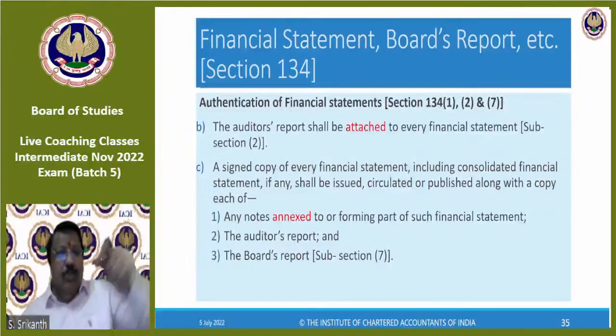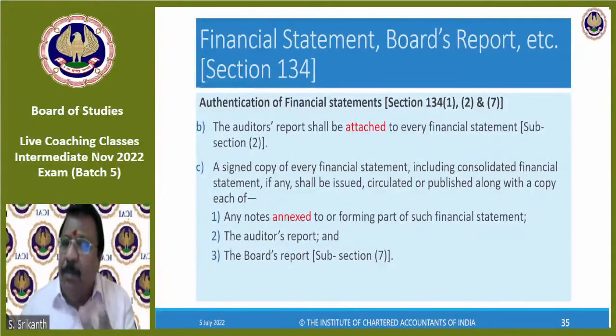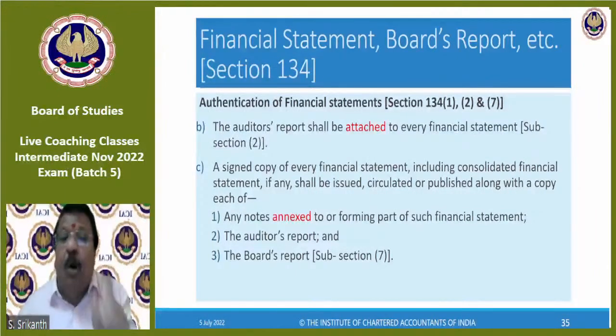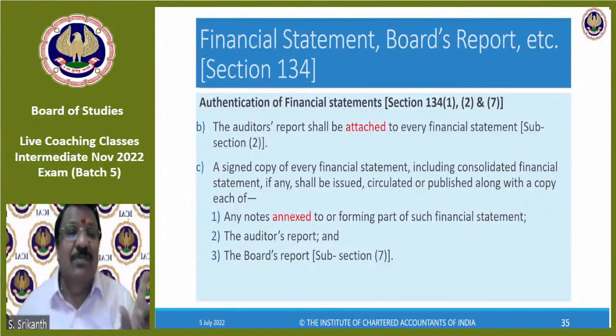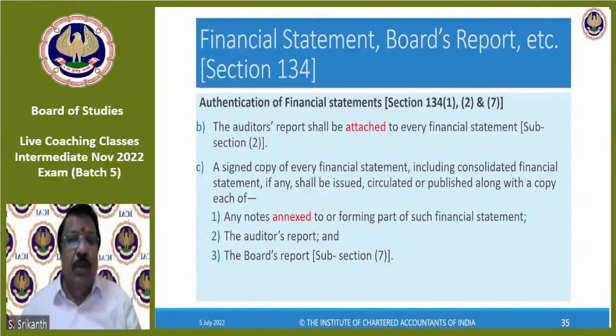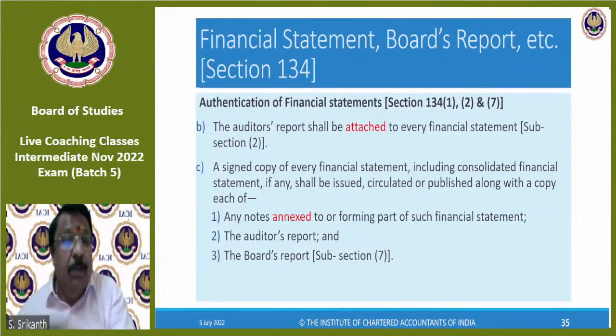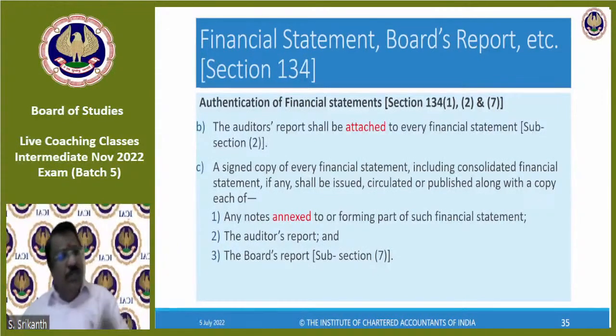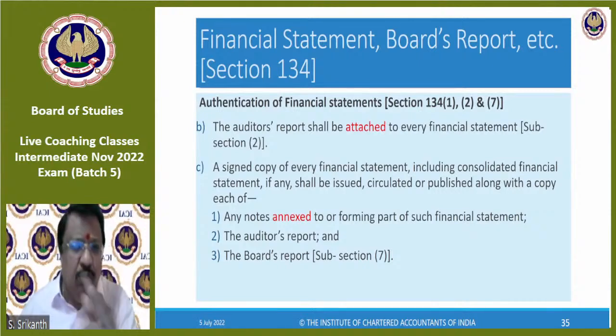Annexed. So the minute you hear the word annexed, remember it forms part of the financial statement, and by extension, the auditor's report covers it. Whereas anything which is attached, no. So the auditor's report is attached. The board of directors report is attached. But everything else is annexed. The notes are annexed. A lot of schedules are annexed. Always keep your ears and eyes open for these two words.